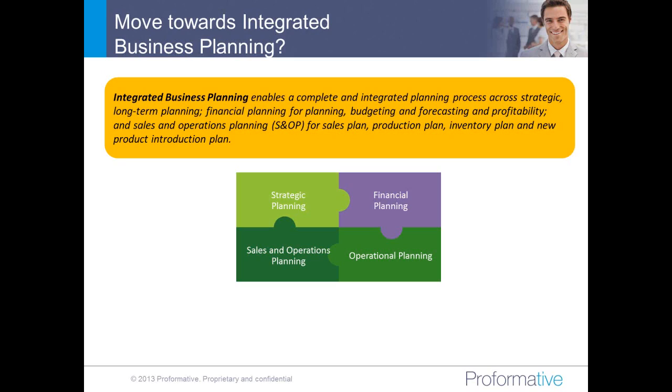And integrated business planning enables a complete and integrated planning process across strategic, long-term planning, financial planning, budgeting and forecasting of profitability, your sales and operational planning for sales plans, your production plans, your inventory plans, your new product introduction plans. As an organization, you'll need to extend this to really your budgeting and forecasting cycle, and to include the resource planning as well as the integration with all the execution systems such as we've discussed above, CRM, and the various ERPs you may have.